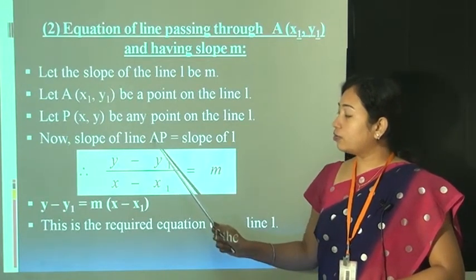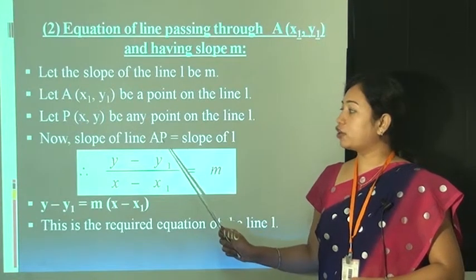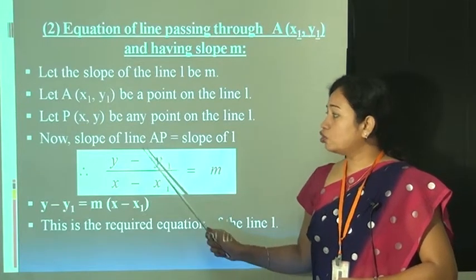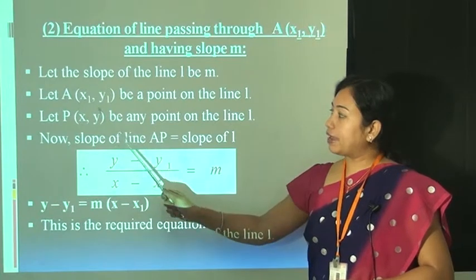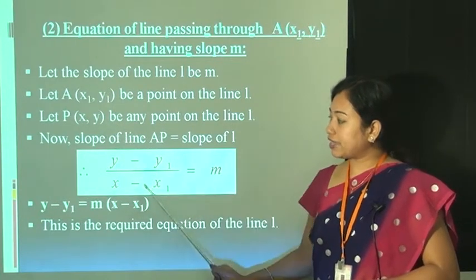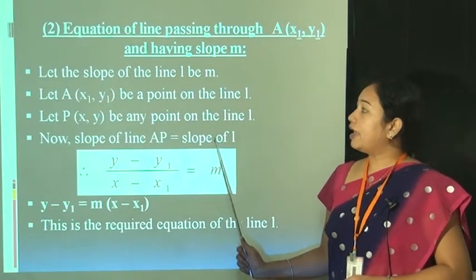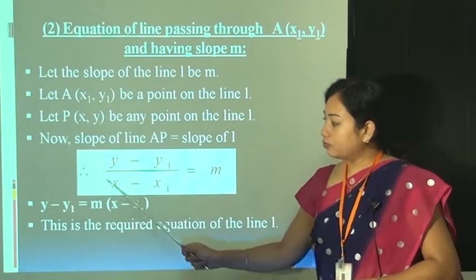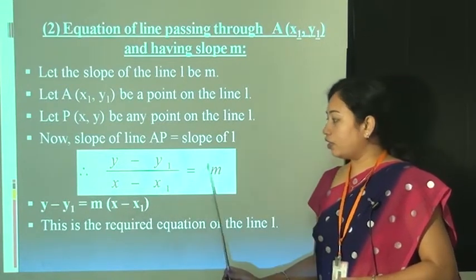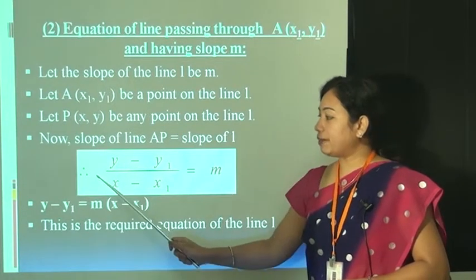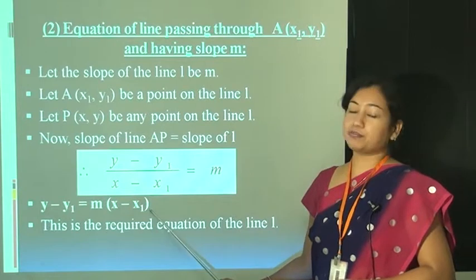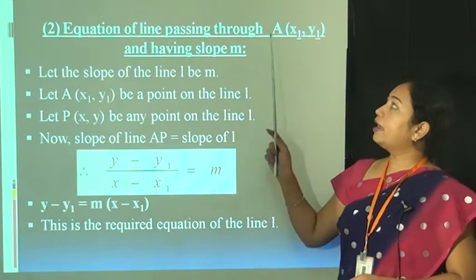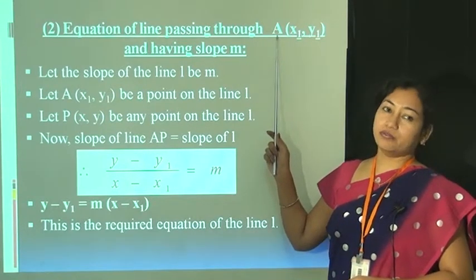Here the coordinates of A are x1, y1 and the coordinates of P are x, y, which are nothing but x2 and y2. So the difference of y coordinates is y minus y1 upon x minus x1, equal to the slope of line L. And we already denoted the slope of line L as m. So taking this quantity to the other side of the equality, we get y minus y1 is equal to m times x minus x1. So this is the required equation of a line having slope m and passing through one point A x1, y1.